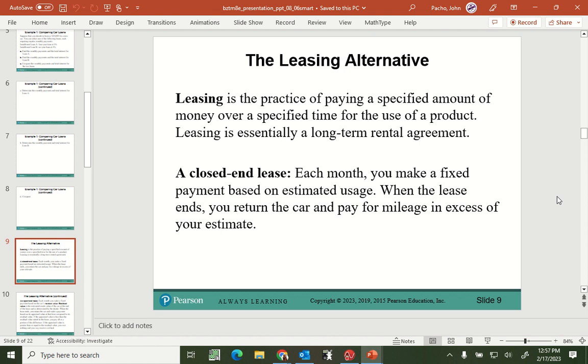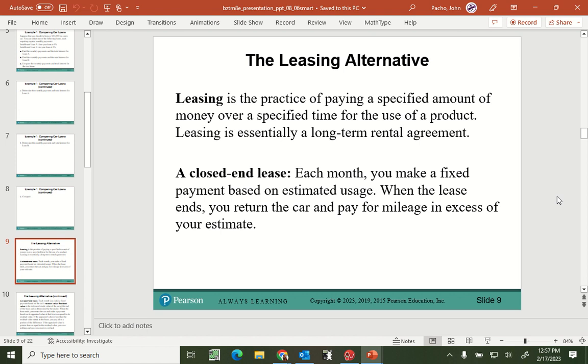Anyway, all right, leasing. So these are important. A lot of this stuff is going to be vocabulary for you, especially since you guys are coming up to the age that you might actually have to buy a vehicle or lease. I don't recommend ever leasing. I really don't. It's basically you're renting a car for a long period of time. Leasing is the practice of paying a specified amount of money over a specific time to use a product. Leasing is essentially a long-term rental agreement.